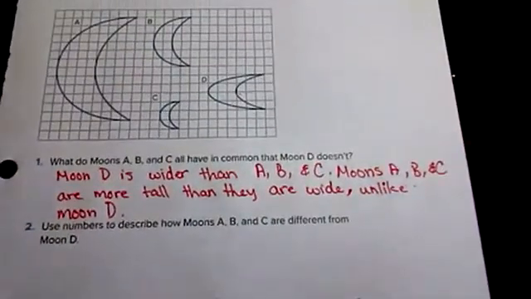So number 2 wants us to now use numbers to describe how moons A, B, and C are different from moon D. So I want you to take a moment and use numbers to help you describe how moons A, B, and C are different from moon D.